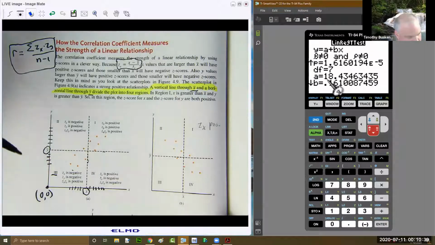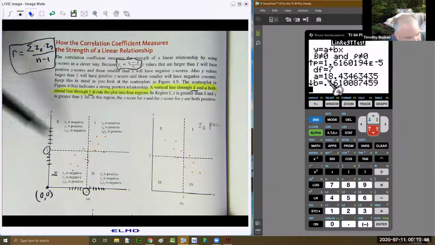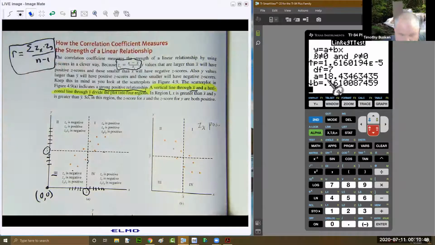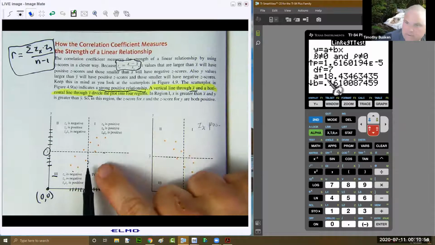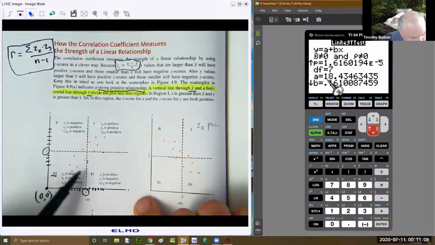Okay, so this plot is a scatter plot of points that indicate a strong positive relationship. And you can see what happens here. We would expect the value of r to be positive, and that's because most of these points here are located in these quadrants 1 and 3 as separated by the x bar and the y bar.